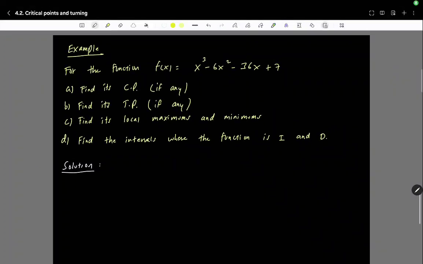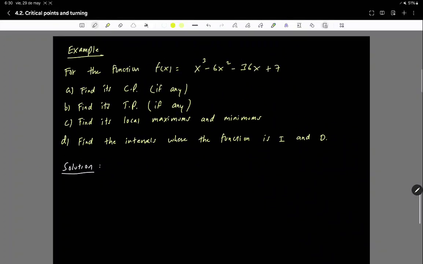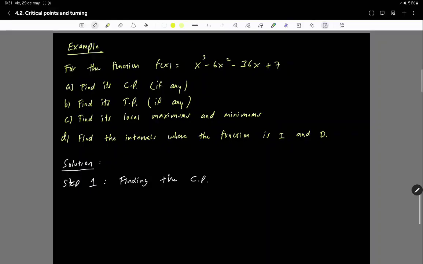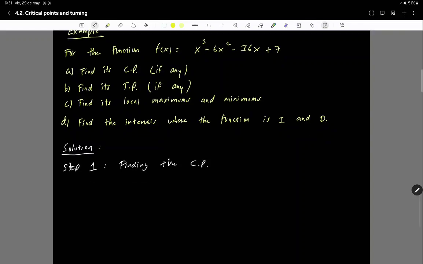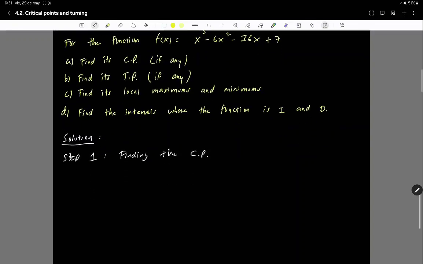All right, so let's begin the process. I like to do this type of problems, guys, finding the critical points and the turning points and all these things into steps. So step one, we're gonna call it finding the critical points, if any, because there may not be critical points, although in most cases there will be. You can rest assured in that case. Okay, so let's find the critical points of this function here.